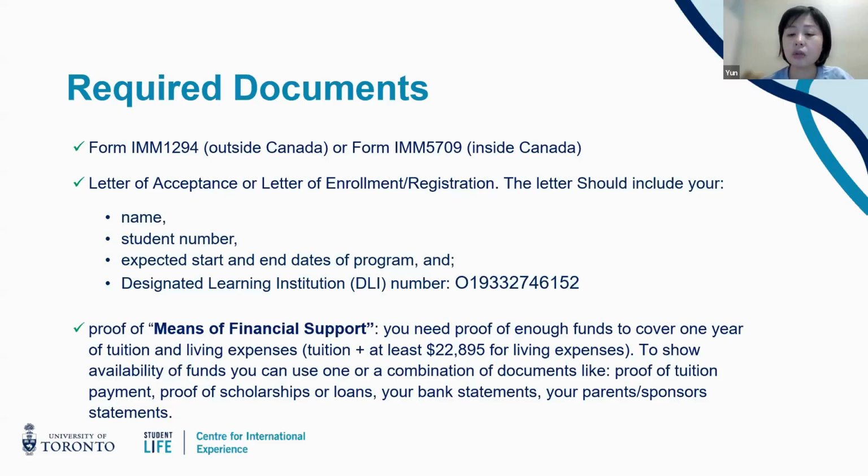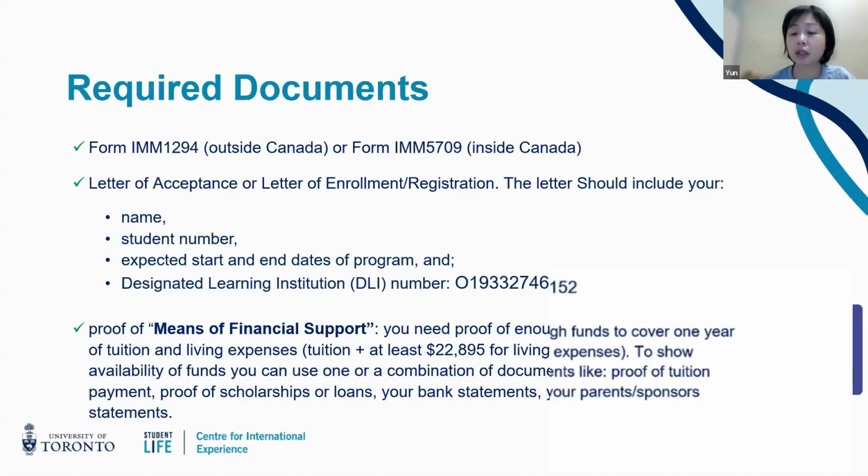Your proof of funds should demonstrate that you have enough money to cover at least 1 year of tuition and living expenses. The figure for tuition will differ for every student, but in terms of living expenses, according to IRCC, for an annual living expense, you should be able to demonstrate that you have at least $22,895 in your account in order to cover your expenses here.